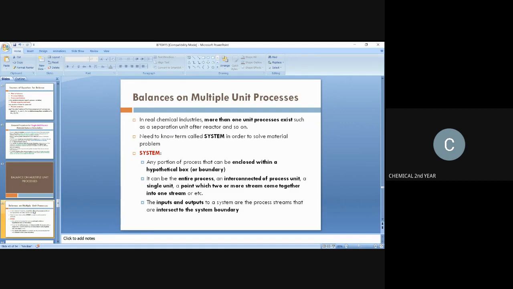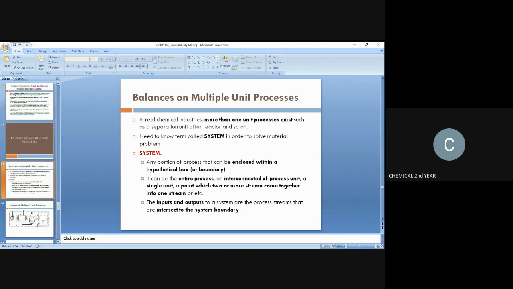Balances on multiple unit processes. In real chemical industries, more than one unit process exists, such as separator, reactor, and so on. We need to note a term called system in order to solve a material balance problem. System: any portion of a process that can be enclosed within a hypothetical box. It can be the entire process or interconnected process units, a single unit, a point at which two or more streams come together into one stream, etc. The inputs and the outputs to a system are the process streams that intersect with the system boundary.